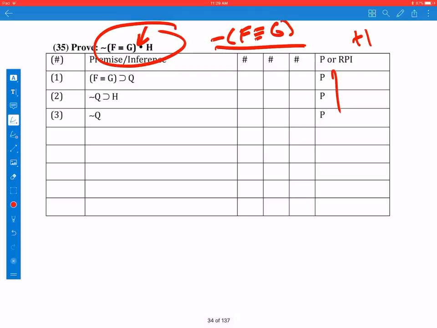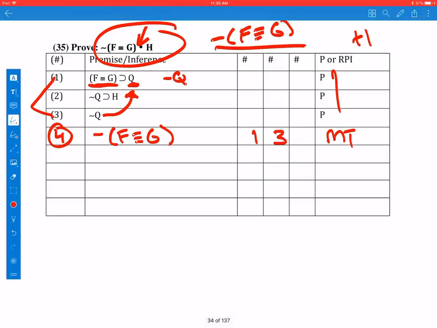I don't see that, but remember, when I don't see what I need, look for its opposite in an antecedent, which is right there in 1. Why do we look for that? Because if we have the opposite of the consequent, which would be a not Q, we could do a modus tollens. And look what's down on line 3, a not Q. So 1 and 3, we can do a modus tollens, and that gets us not F if and only if G. That's 1 and 3, modus tollens.